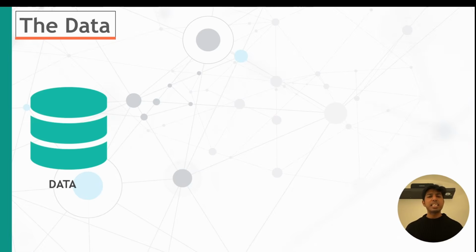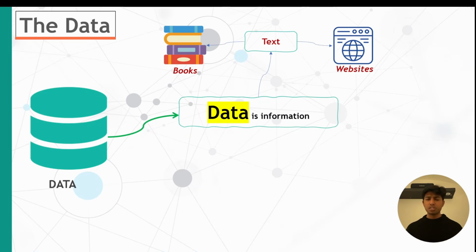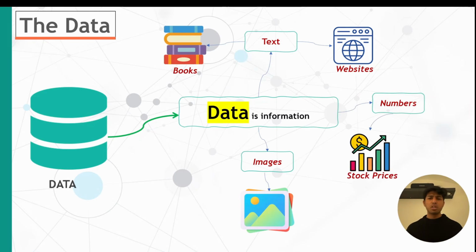What is data? Data is nothing but information. It could be in the form of text, from the internet or from books, from websites, or it could be in the form of images, millions of pictures, or numbers. It could be real numbers, floating numbers, from stock prices or temperature. So this is all data. AI learns from data. The more data, the better it learns. So data is all about information.